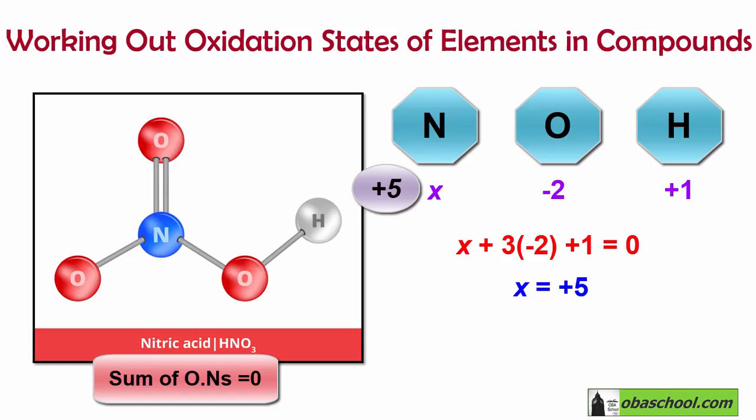One important note to keep in mind: when assigning an oxidation number, you must specify the compound. So it's important to say that the oxidation number of nitrogen in nitric acid is equal to +5.